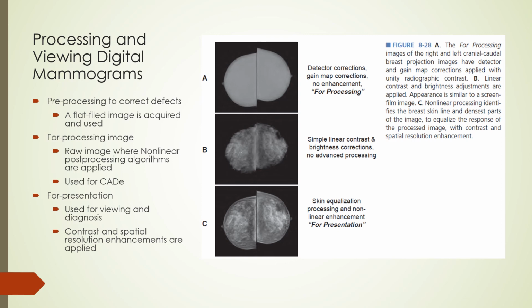The for processing image shown on top is a raw image dataset that is used by the computer-assisted detection algorithm. Before it is passed on to the for presentation stage, a nonlinear algorithm is applied to perform various equalization and delineation tasks. The presentation image shown at the bottom has contrast and spatial resolution enhancements applied before it is presented to radiologists for viewing and diagnosis. Both for processing and for presentation images should be saved as part of the patient exam if CAD applications or other image processing is to be applied. For presentation images cannot be unprocessed once processed.